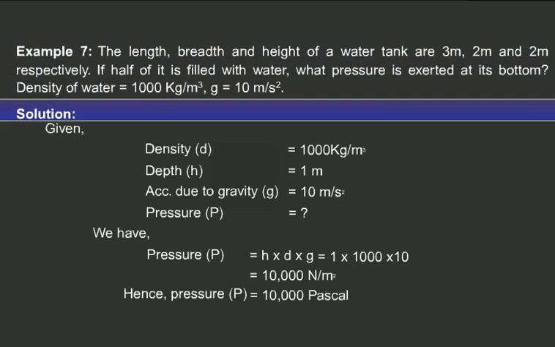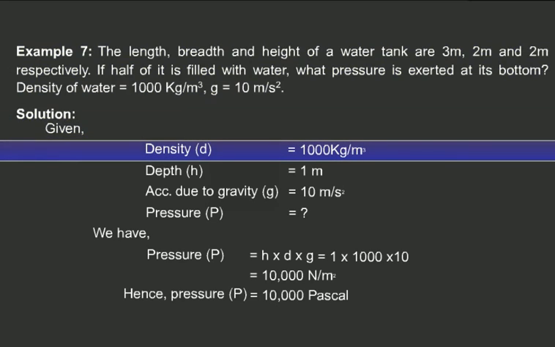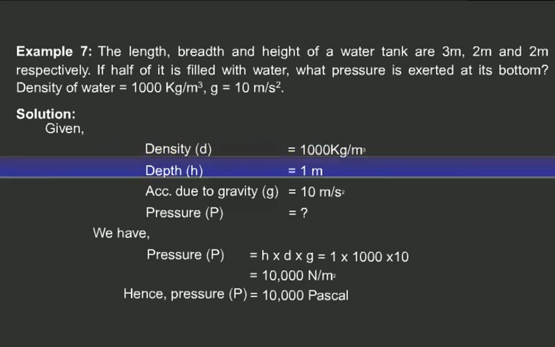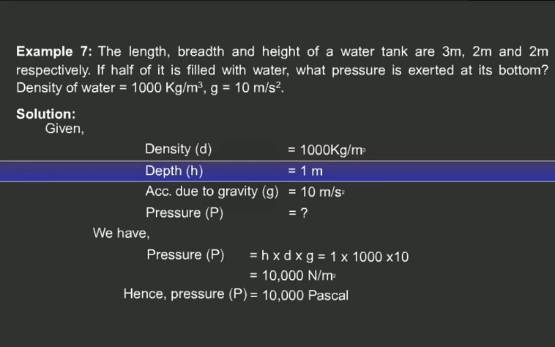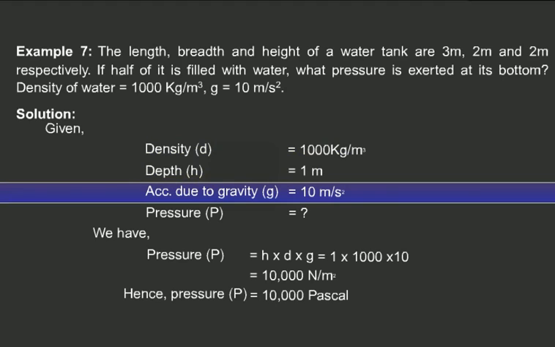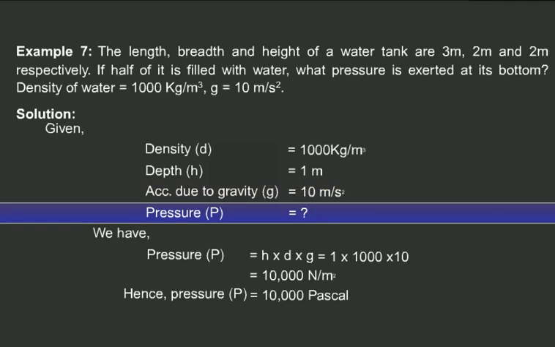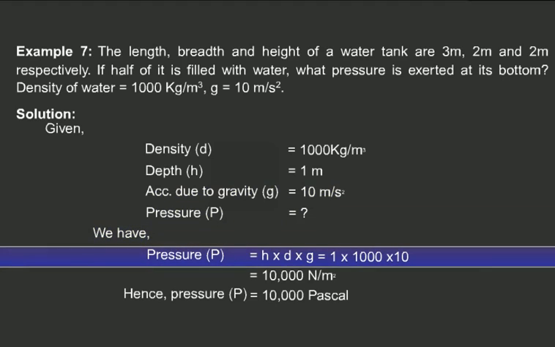Students, first of all, we have been given the density, that is D, as equal to 1000 kg per meter cube, the depth, that is h, is equal to 1 meter, and acceleration due to gravity, that is g, as equal to 10 meter per second square. Now we have to calculate the pressure. We have pressure is equal to the product of depth, density, and acceleration due to gravity. Students, we have all these values, that is depth, density, and gravity. So let us calculate pressure.